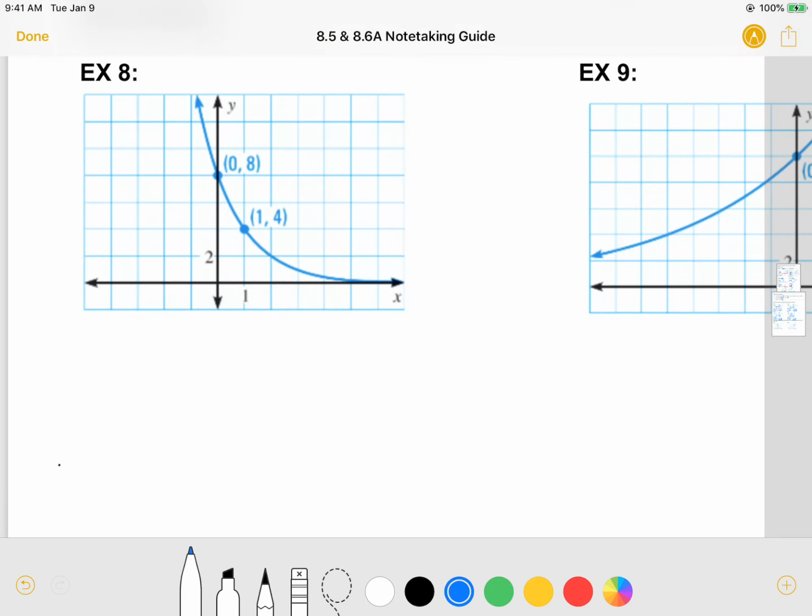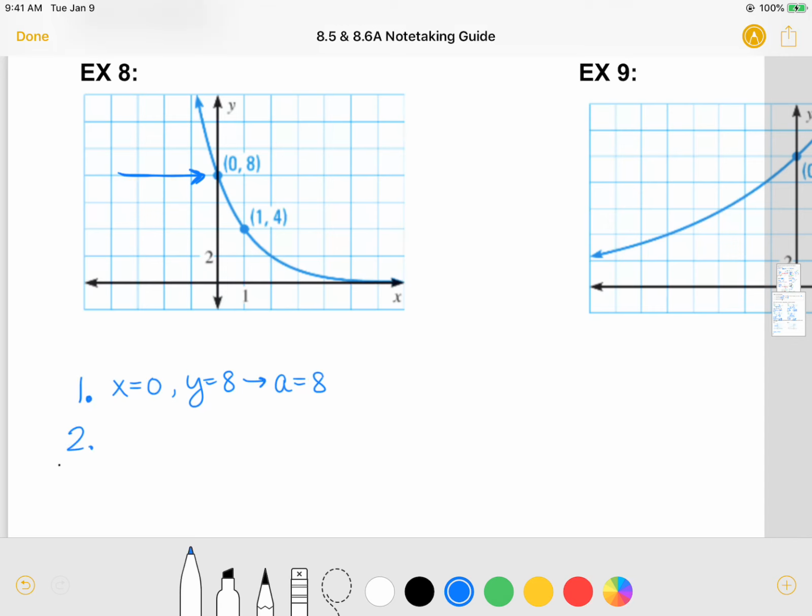So let's take a look at this graph, and if we look at step number 1, that is where we look to see where the graph crosses the y-axis, okay? Where is x 0? So x is 0 when y equals 8. So that means that a is equal to 8, okay? A is 8.